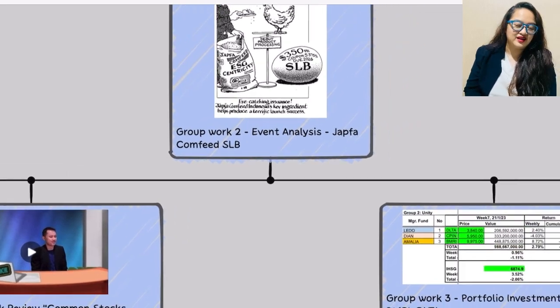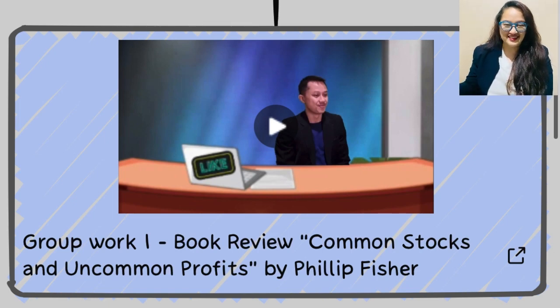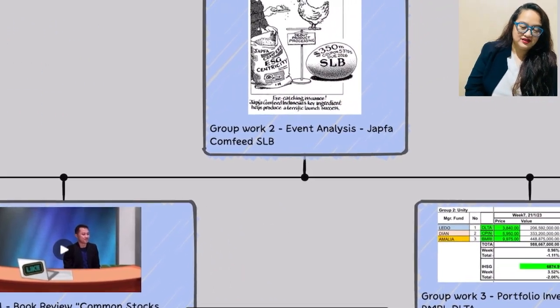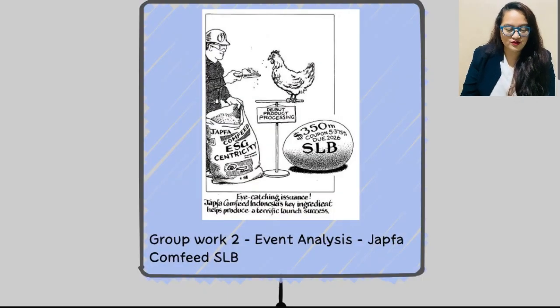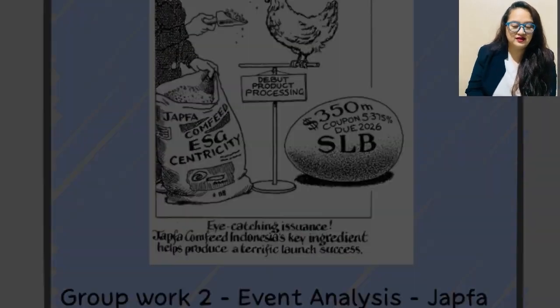The first work that I did with my group is the book review, Common Stock and Uncommon Profits by Philip Fisher. You can check the link in the description below. The second group work that we did is the event analysis, where we analyzed the SLB of Japfa Confit.